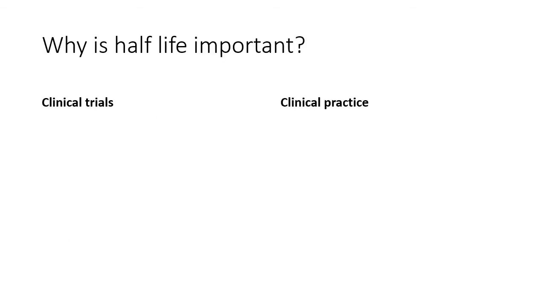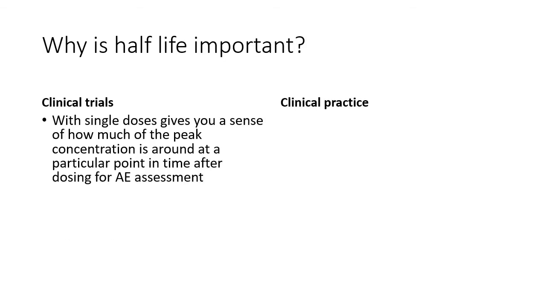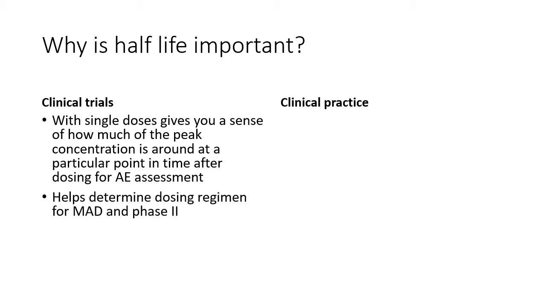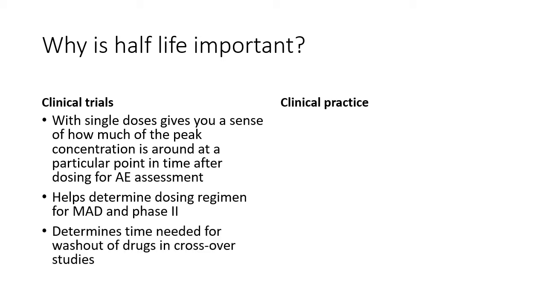So why is this important? Well, in clinical trials, with a single dose, the half-life gives you a sense of how much of the peak concentration is still around at a particular point in time when you're doing your adverse effect assessment. So it's important from that point of view. It also helps determine the dosing regimen for the multiple ascending dose as well as the phase 2 studies. It also helps determine the time needed for a washout of drugs when you're doing a crossover design.